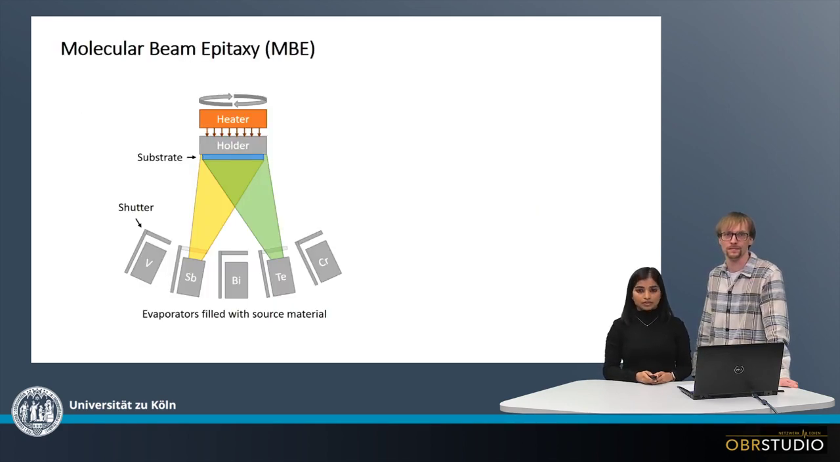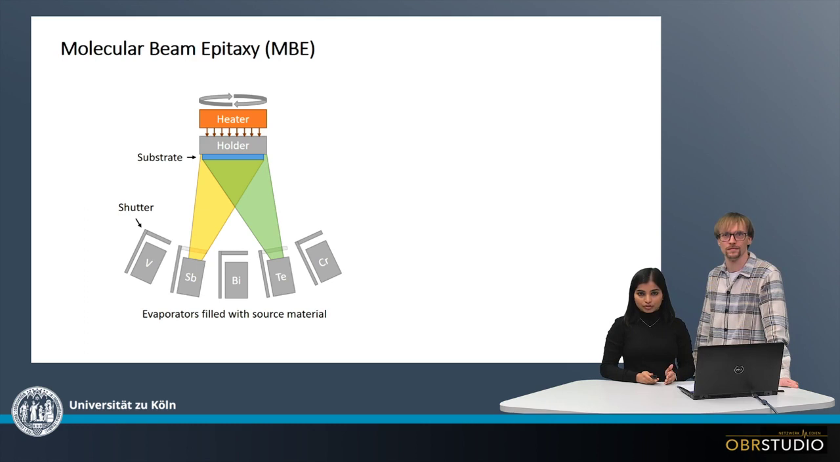On the left you see an illustration of the molecular beam epitaxy technique, which we use to grow high quality topological insulator thin films. The growth principle behind MBE is quite simple. It has these pockets with elementally pure materials in it. As you can see, it has vanadium, antimony, bismuth, tellurium and chromium. You heat these pockets up till the material starts to sublimate. You see that the shutters for antimony and tellurium are open, resulting in molecular beams impinging on the substrate.